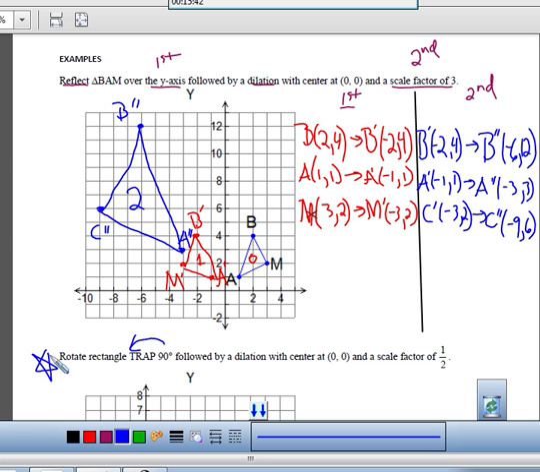So first thing is going to be a rotation. And then the second thing will be a dilation with a scale factor 1/2. So remember, when you multiply by a fraction or decimal, you end up with a smaller number. So it should be a reduction.